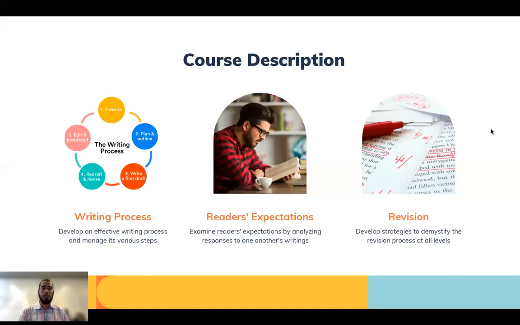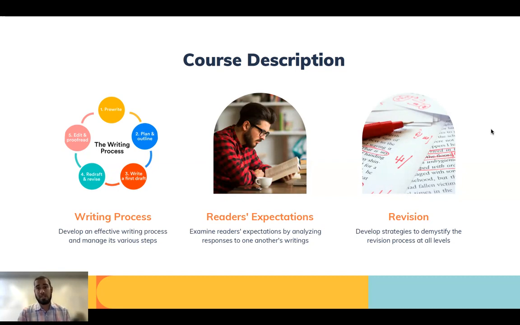Okay, so the course description in brief is about the writing process. So we try to develop an effective writing process for participants and manage its various steps, which include starting from the drafting stage to the revision stage, and we try to understand what are the different steps we need at each stage to be able to complete a well-written paper.